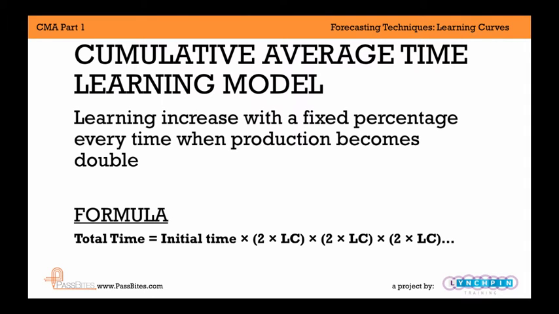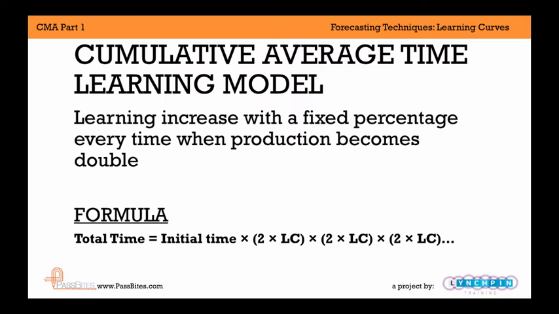The cumulative average time learning model is fairly simple. It assumes that the average time per unit will decline with some constant percentage each time the quantity is doubled. This means that if I am producing one unit and it's taking me 100 minutes, the two units will not take 200 minutes. There will be a reduction in time. The formula that you will follow is that when you're taking initial time, each time the quantity doubles, a learning curve will be applied. So it's initial time multiplied by 2 times learning curve, each time the quantity doubles.